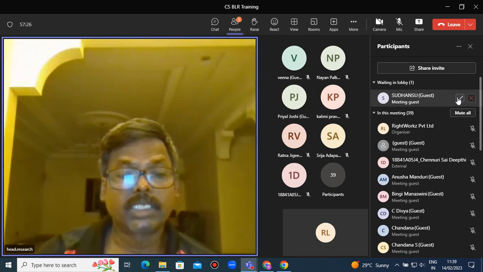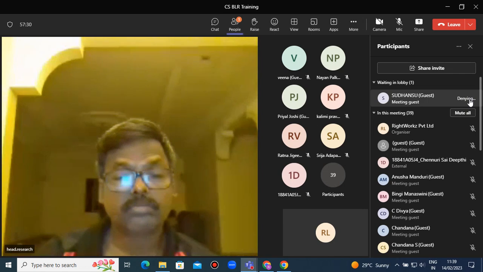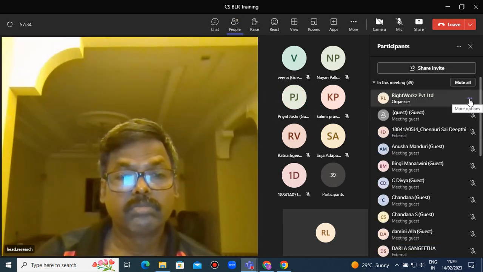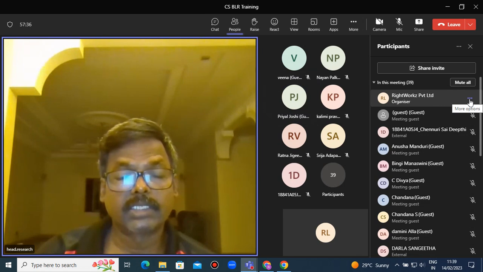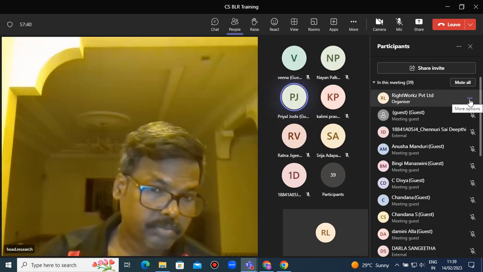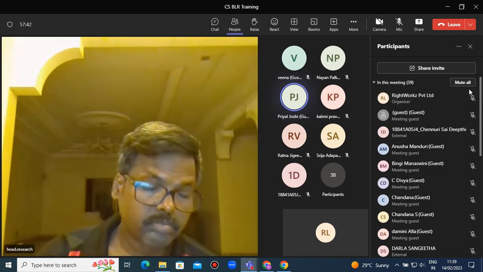What are the major characteristics of cloud? There are five characteristics. Can you list them out? Broad network access. Correct.